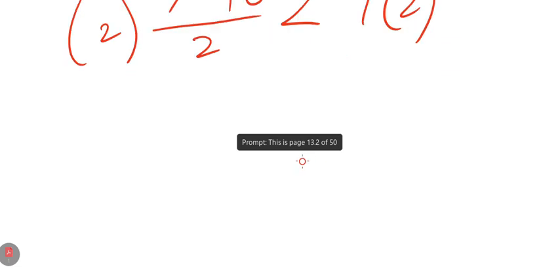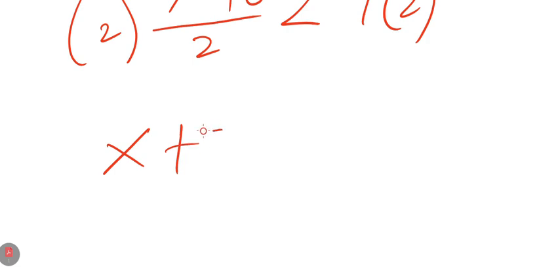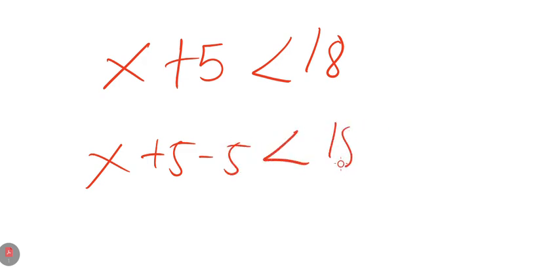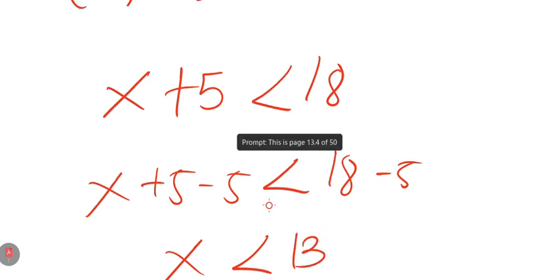Now, this 2 we can cancel. That gives us x plus 5 is less than 18. Now we subtract 5 from both sides. So x plus 5 minus 5 is less than 18 minus 5. That gives us x is less than 13.